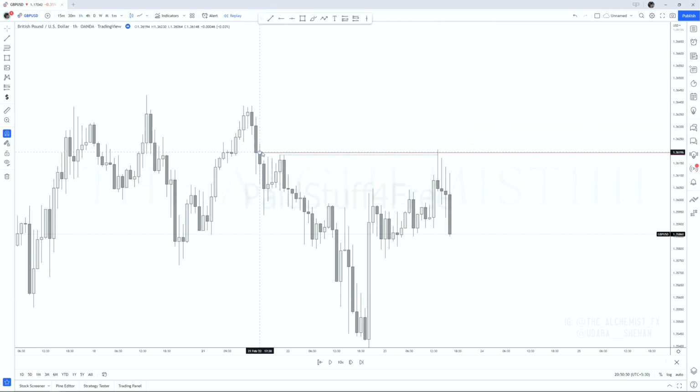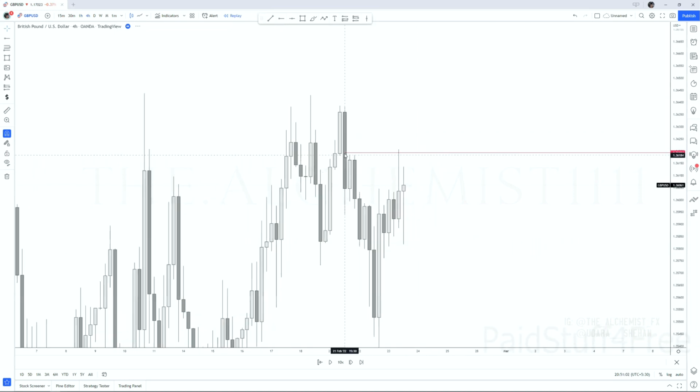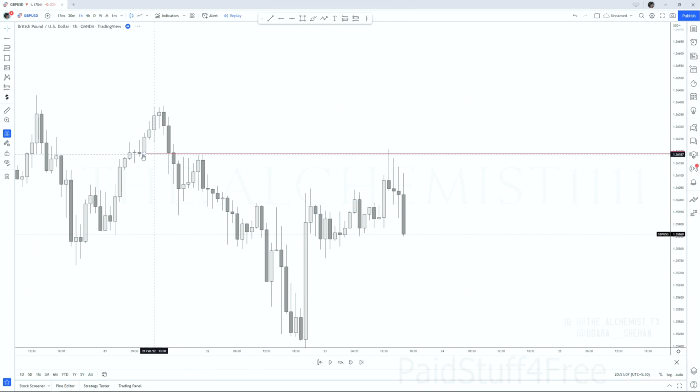What qualifies this one now as the rejection block? Now you saw how we refined it, right? We did not just directly choose this one. First, we looked into the higher time frames, the 4-hour order block, and refined into the 1 hour rejection block like this.